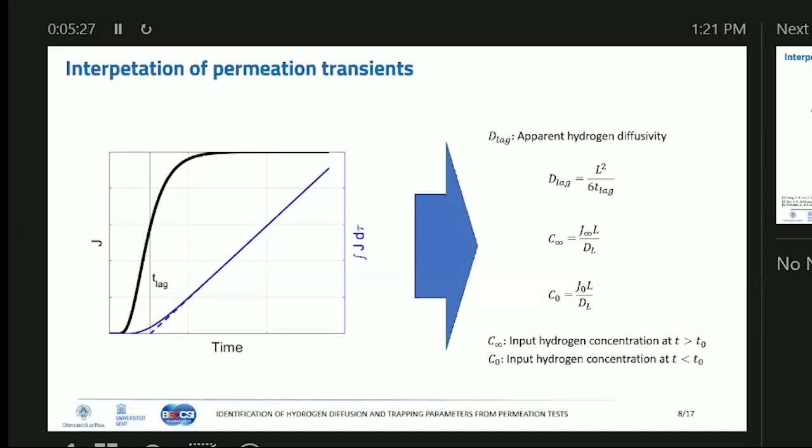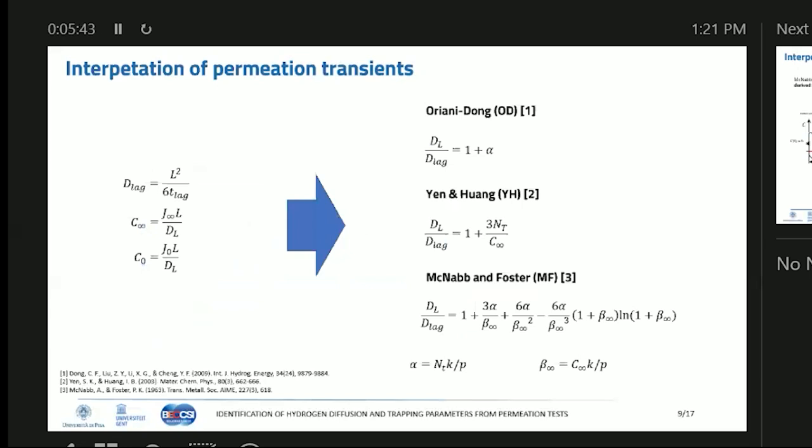It depends on this test. This is the apparent diffusivity of this test. If I change hydrogen concentration, I change apparent hydrogen diffusivity. If I change thickness, I may change apparent hydrogen diffusivity. If I change temperature, clearly, I change it. And then from all of those, using different formulae present in the literature, we try to estimate trapping parameters.